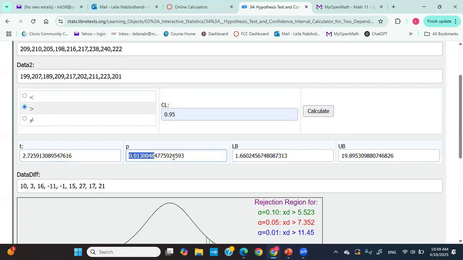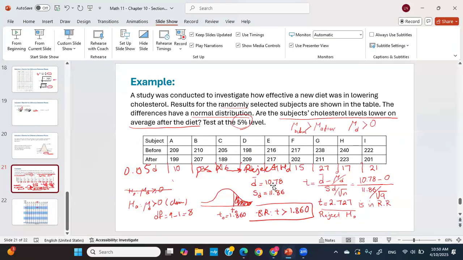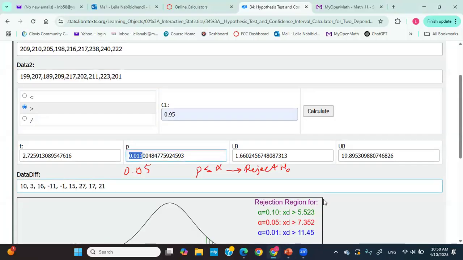But you know, the online calculator always gives you the p-value. If you have the p-value to make your decision, you need to compare the p-value with alpha. Alpha is 5%. Now you ask, is p less than alpha or more than alpha? So you see that p is less than alpha. And if p is less than or equal to alpha, you need to reject the null. And we did the same here, because when we used the rejection region method, we also decided to reject the null. So they are the same, just the methods are different. And if they ask you about the confidence level, you can use this lower bound and the upper bound. I hope that helps.